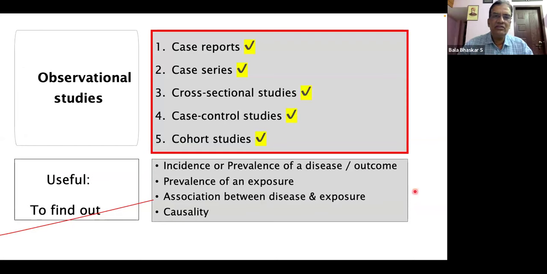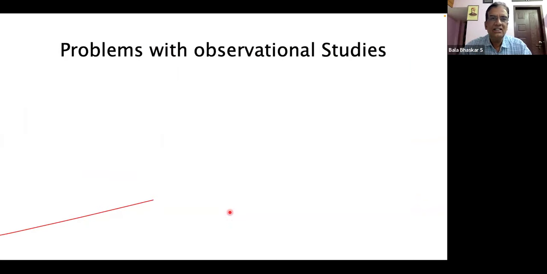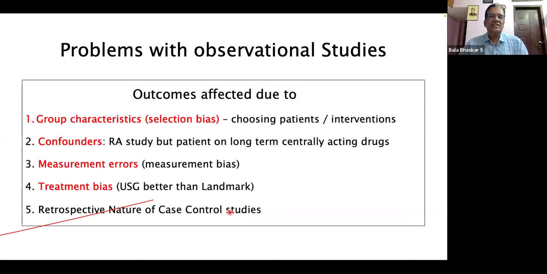So now we have understood case reports, case series, cross-sectional studies, case control studies, and cohort studies. As I told you, they are very good in trying to find out the incidence or prevalence of a disease or outcome, and even the prevalence of an exposure and the association between these two. And to some extent, they could be good in finding out the causality. But there are also problems with these observational studies. They are not perfect studies because there are other things which can come in between.